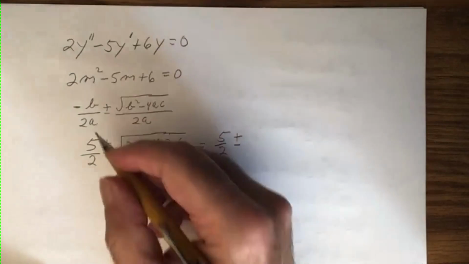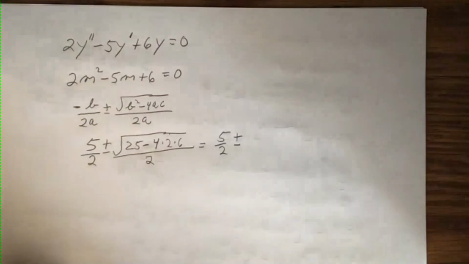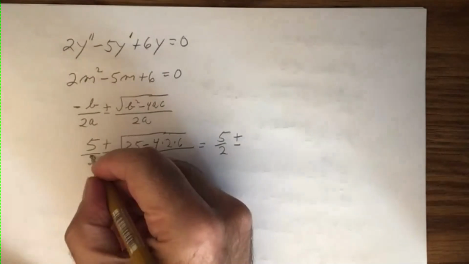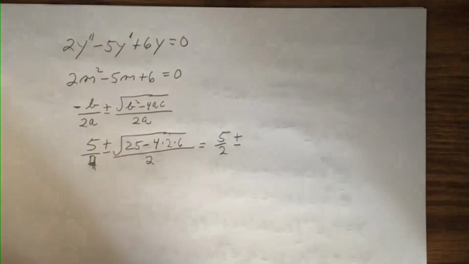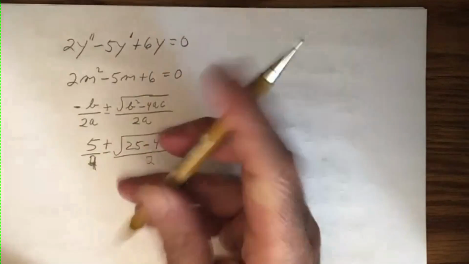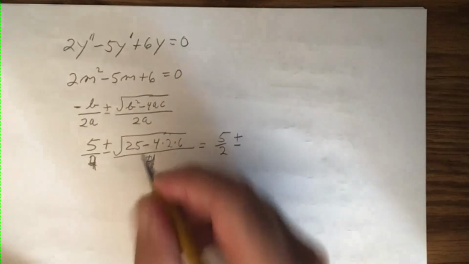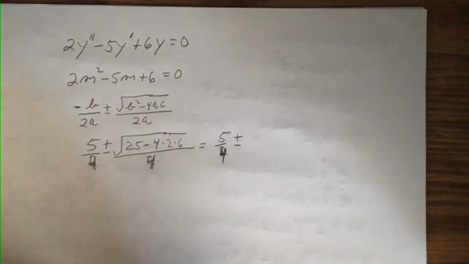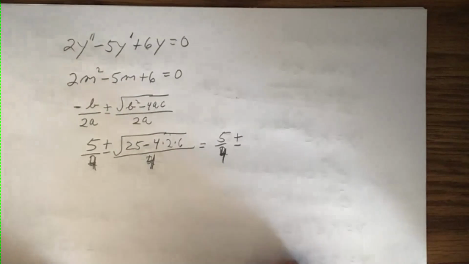Professor? But it's 5 over 4. Right, it's 5 over 4. I forgot the. It's 5 over 4. Was that your question? And this is over 4. Yeah, that's what I was going to say. Thank you. And this is over 4.